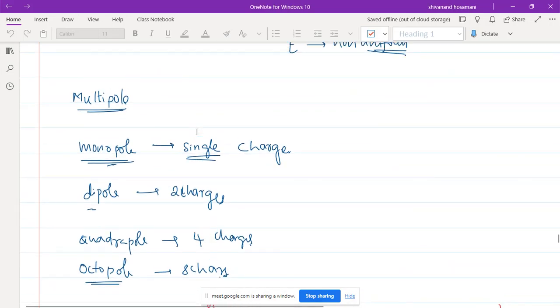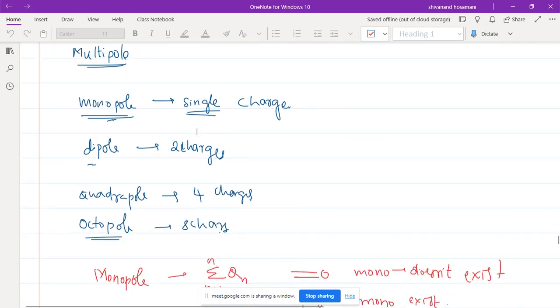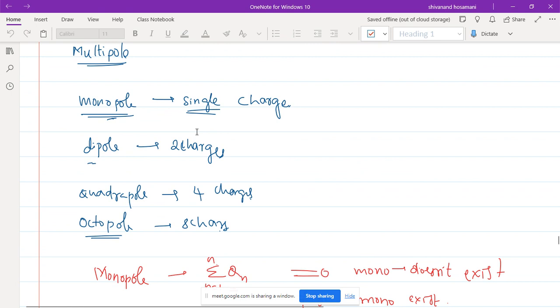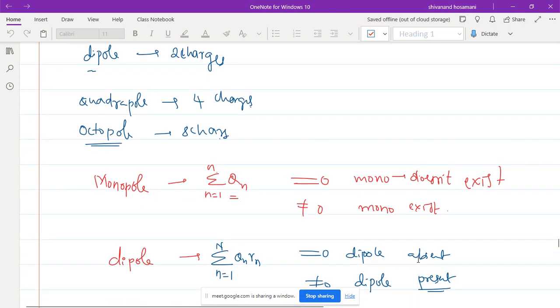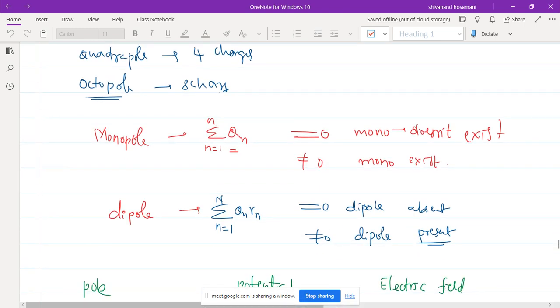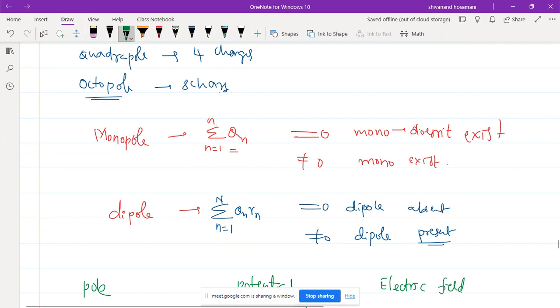In the previous class, we discussed multipoles: monopole, dipole, quadrupole, octopole, and whether they exist or not. Remember, these are the rules to define whether a monopole, dipole, or quadrupole exists. You need to take the sum over all the charges present in the given system. If it becomes zero, then the monopole does not exist. If it's not equal to 0, then the monopole exists.